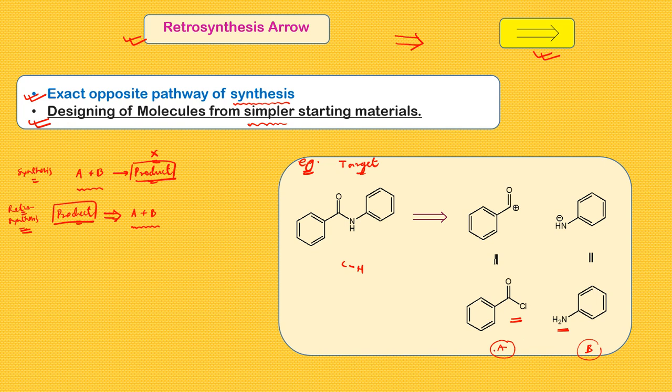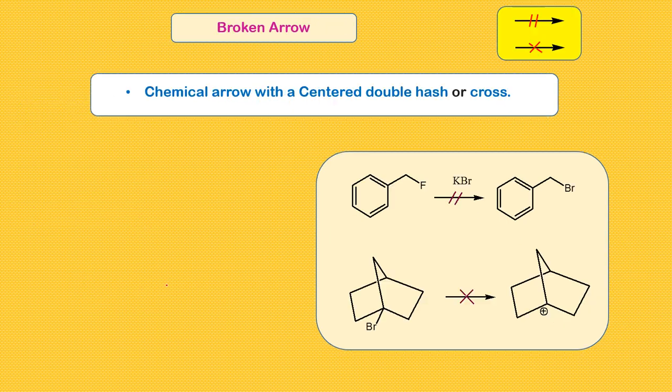So again, we need to think about how A can be synthesized, and how B can be synthesized. This process will continue until we reach the simplest possible substrates. So this is all about the retrosynthesis arrow. The next arrow is related to mentioning or underlining a failure in a chemical synthesis.